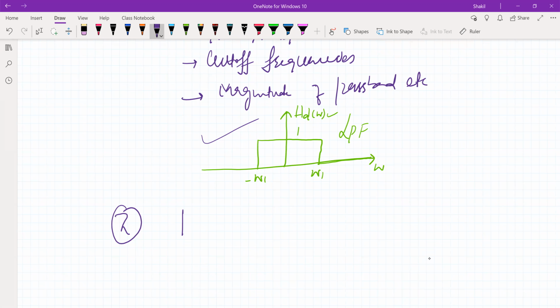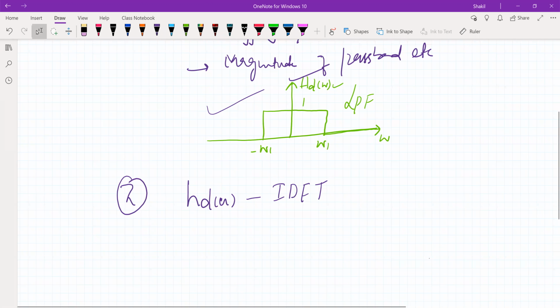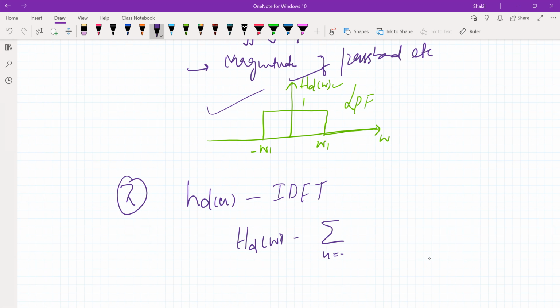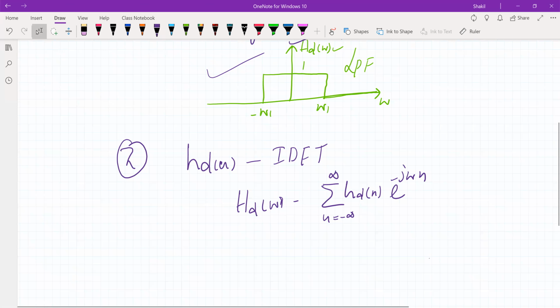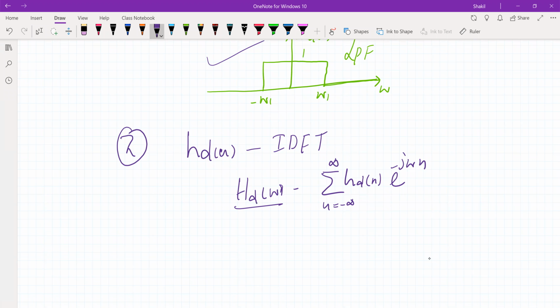In the second step, we obtain HD of n. What do we mean by HD of n? This means the inverse discrete Fourier transform of HD of omega, right? So how do we do that? We know that the discrete time Fourier transform, that is HD of omega, will be given by this. If you remember the discrete time Fourier transform, it is e raised to the power minus j omega n, right? But this time HD of omega is given to you, so you have to compute HD of n.